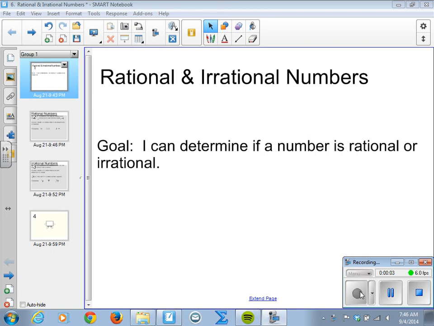Tonight's lesson is on rational and irrational numbers. Our goal is that we can determine if a number is rational or irrational. So this lesson is pretty much vocabulary and identification.